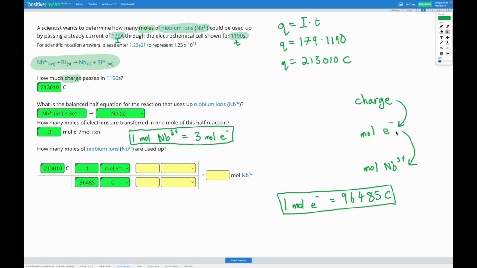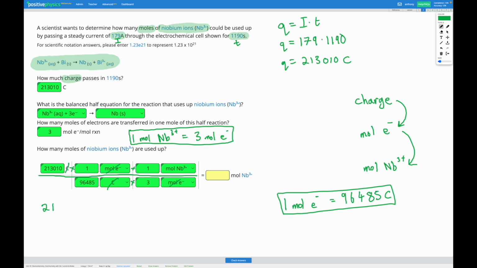The next column is where we're converting from moles of electrons to moles of niobium 3+ ions. So we're going to need moles of electrons on the bottom, so that will cancel out, and moles of niobium 3+ ions on the top, so that's what we'll end up with. We already found that 1 mole of niobium 3+ reacts with 3 moles of electrons. So there's our dimensional analysis table ready to go. Now all we need to do is multiply everything on the top, multiply everything on the bottom, and divide top by bottom. The coulombs are going to cancel, and the moles of electrons are going to cancel.